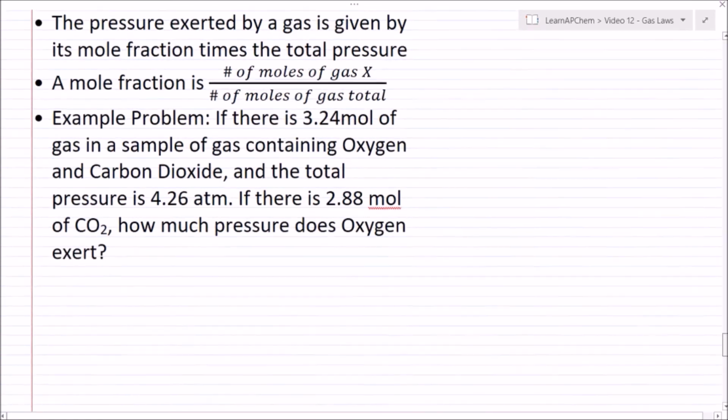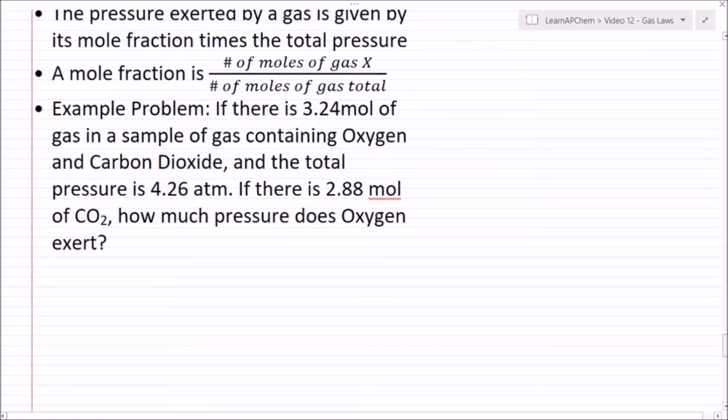But here we do have an example problem. If there's 3.24 moles of gas in a sample of gas containing oxygen and carbon dioxide, and the total pressure is 4.26 atm, and there's 2.88 moles of CO2, how much pressure does oxygen exert? So take a second to think about this, pause your video, unpause when you think you found the answer.